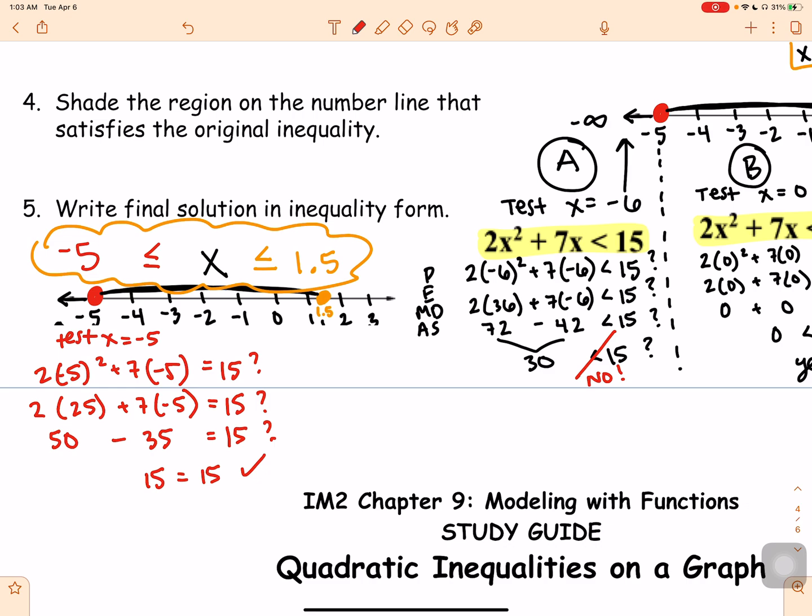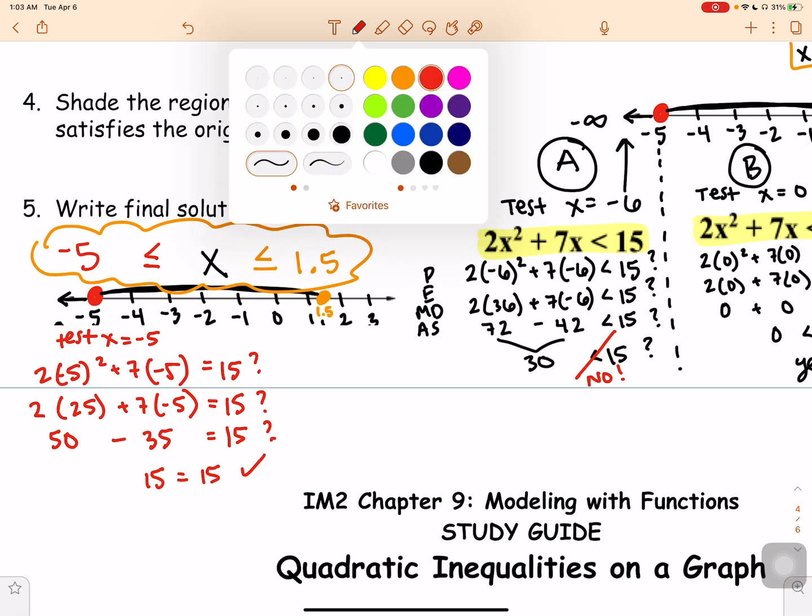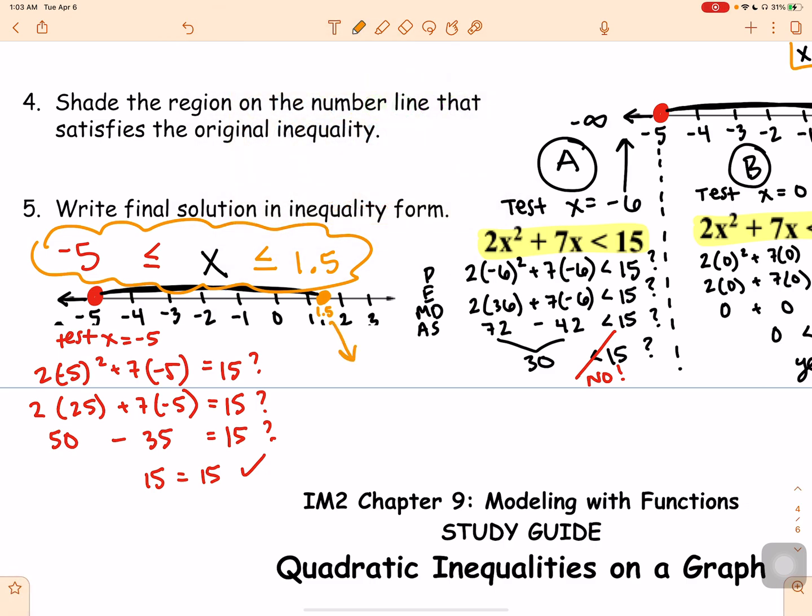And then if we plug in 1.5, you will also get that each of the sides are equal. So it's 15 equals 15. And you can totally check that out in a calculator if you'd like. I just don't feel like multiplying out decimals right now, but you can test x equals 1.5 in a calculator. And if you get 15, which you should, then you know why it's less than or equal to 1.5 and not just less than. Okay?